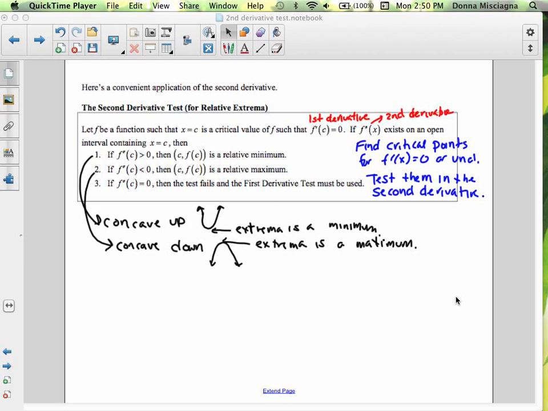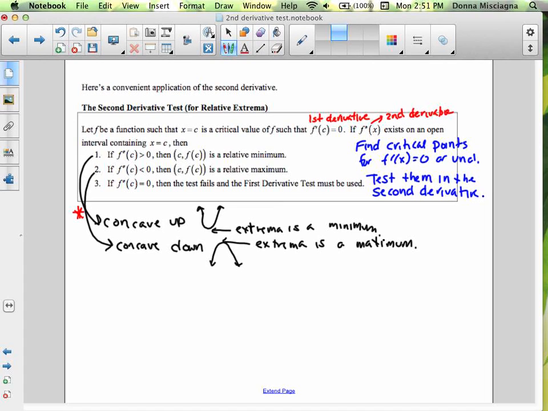Well, if the second derivative is positive, it's concave up. You can put this in your notes. Right? So if the second derivative is positive, it's going to be concave up. And if it's concave up, that means that that value is a minimum. Right? It's going to be down here. If the second derivative is negative, it means the function is going to be concave down. So the extreme value is going to be a maximum.